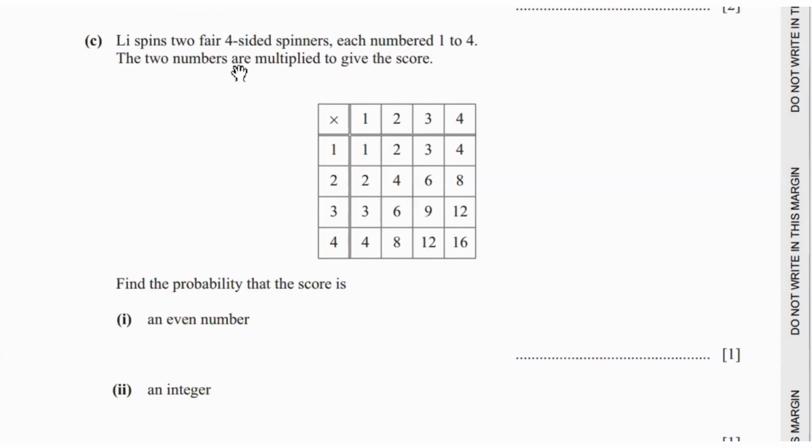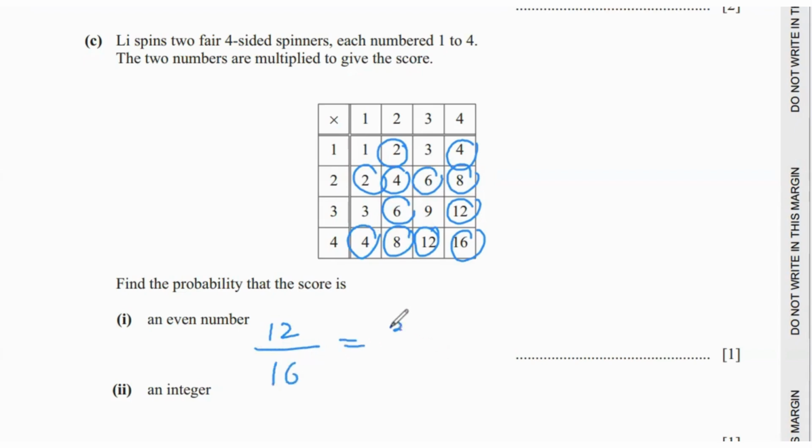Next one says Lee spins 2 fair 4-sided spinners, each numbered 1 to 4. The 2 numbers are multiplied to give the score. Find the probability of the score being an even number. So even numbers are 1, 2, 3, 4, 5, 6, 7, 8, 9, 10, 11, 12. We have 12 even numbers. And the total values were 16. So 12 over 16, that is 3 over 4.